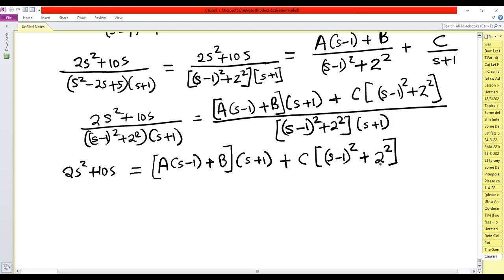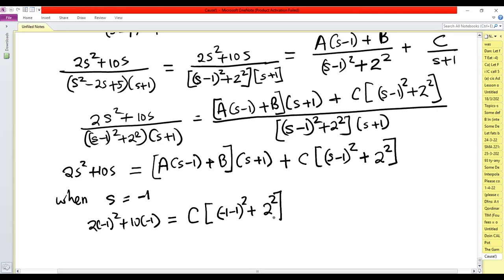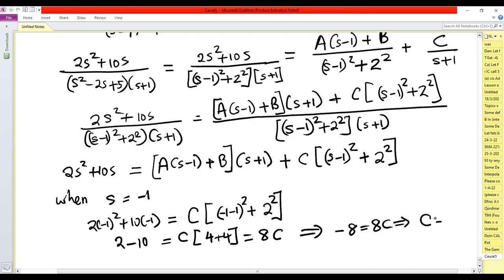Now, when s is negative 1, we are sure that we will not have this part, since minus 1 plus 1 equals 0. So we'll have 2 times (minus 1) squared plus 10 times (minus 1) equals C times ((minus 1 minus 1) squared plus 2 squared). So this will be 2 minus 10 equals C times (4 plus 4), which is 8C. So minus 8 equals 8C, which implies C equals minus 1.